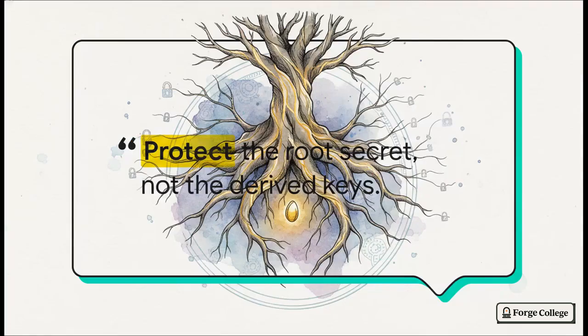So, we know exactly how the key is made, but how do we actually protect it out here in the physical realm? From floods or fires or a really clumsy roommate? I want you to burn this golden rule right into your memory. Protect the root secret, not the derived keys.